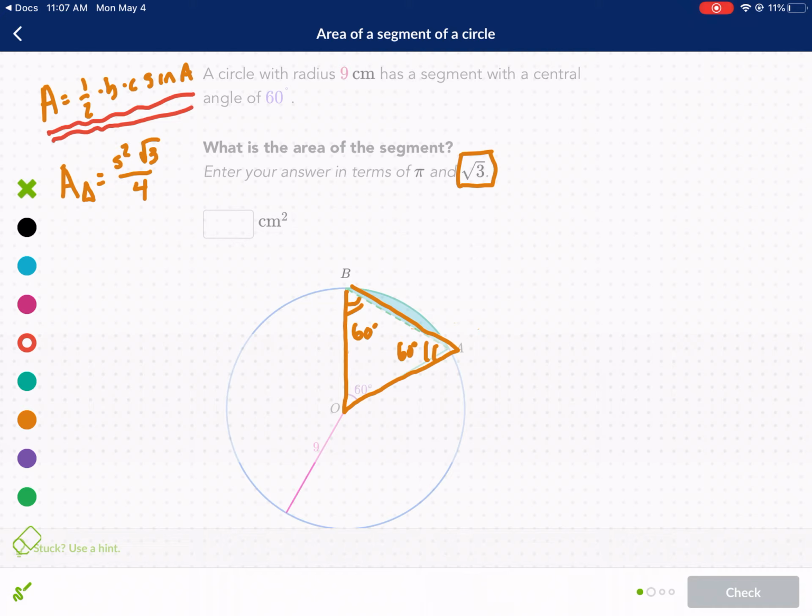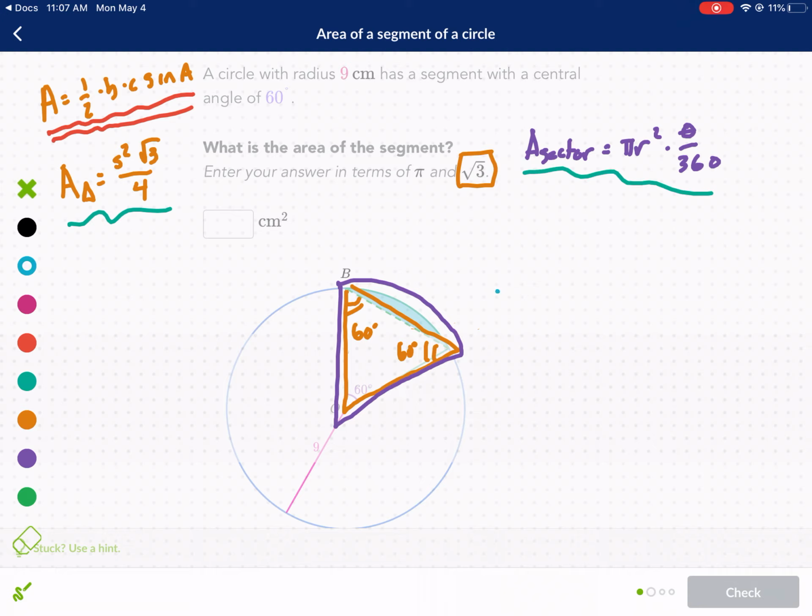So we're going to use that formula for the area of our triangle. Keep in mind also that we need to find the area of this sector right here. So the area of the sector, don't forget, is pi r squared times our central angle divided by 360. So we have our two formulas we're going to use this time. And know that the area of the segment is going to be equal to the area of the sector minus the area of the unwanted area, the area of the triangle. Okay? Let's go and get started.